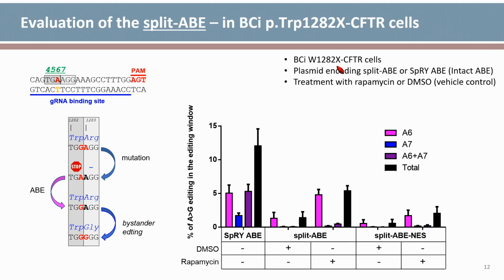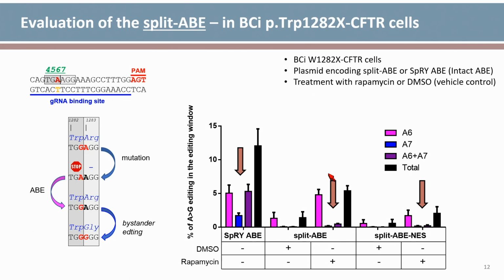Then we tested this construct in this novel cell line, the BCI W1282X cell line, that we transfected with a plasmid including either the split ABE or the intact ABE, and we treated the cells with either rapamycin or DMSO as vehicle control. And so we can observe some editing even without treatment with rapamycin, so under control conditions. So there is some spontaneous dimerization of the adenine base editor even without rapamycin. We also see a significant increase in the levels of editing when we treat the cells with rapamycin, about a threefold increase, and interestingly, almost no bystander effects.